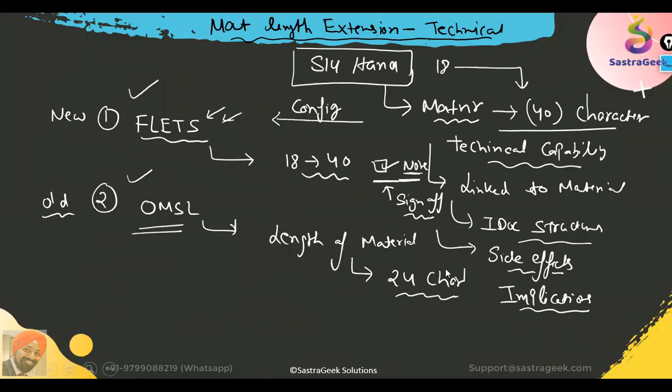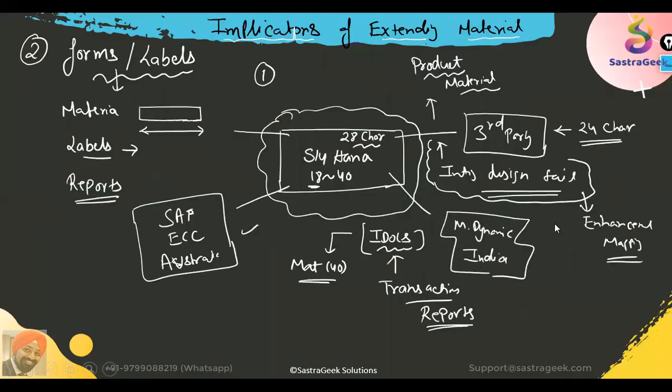Then we tried to understand how the material length extension would happen. FLETS is a new transaction code, new customization which has been provided, and OMSL is another customization. We have gone through both of the customizations and seen how to do it to extend our length to 40 characters. Then we also discussed that it is not that easy that you can simply go ahead and extend it to 40 characters. There are some implications which are also mentioned in the SAP note. We should be aware of those implications. So we highlighted here what kind of implications can be there.